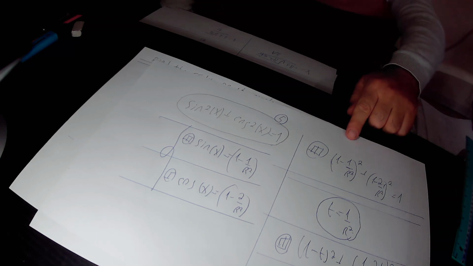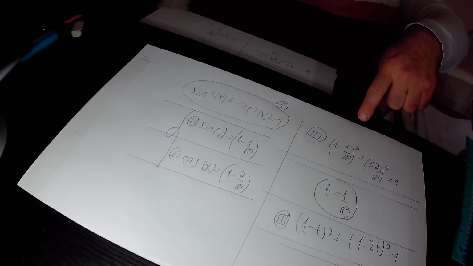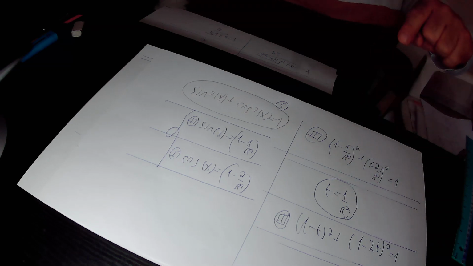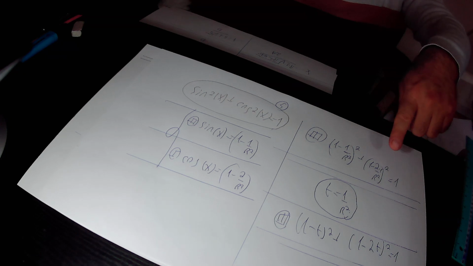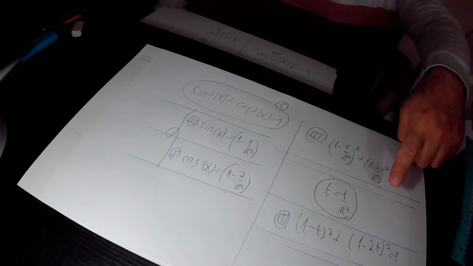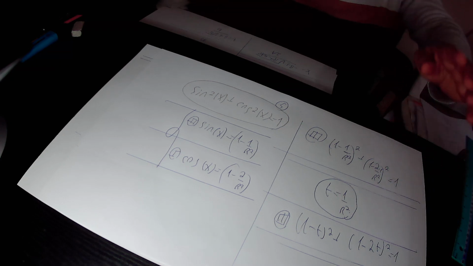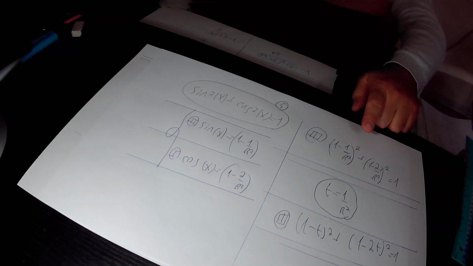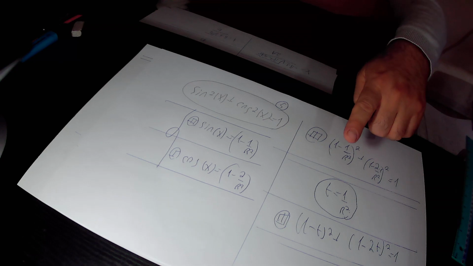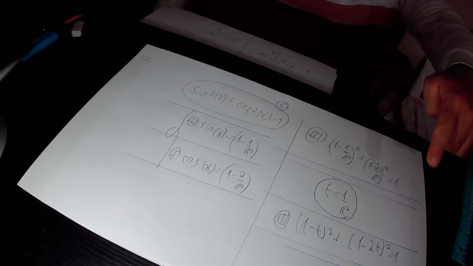We did it and found that according to this equation 3, 1 minus 1 over r squared, where 1 over r squared is t, squared, plus 1 minus 2 times 1 over r squared, where 1 over r squared is t, squared, equals 1. So after we substitute 1 over r squared by t, we got that according to equation 3, 1 minus t, squared, plus 1 minus 2t, squared, equals 1.